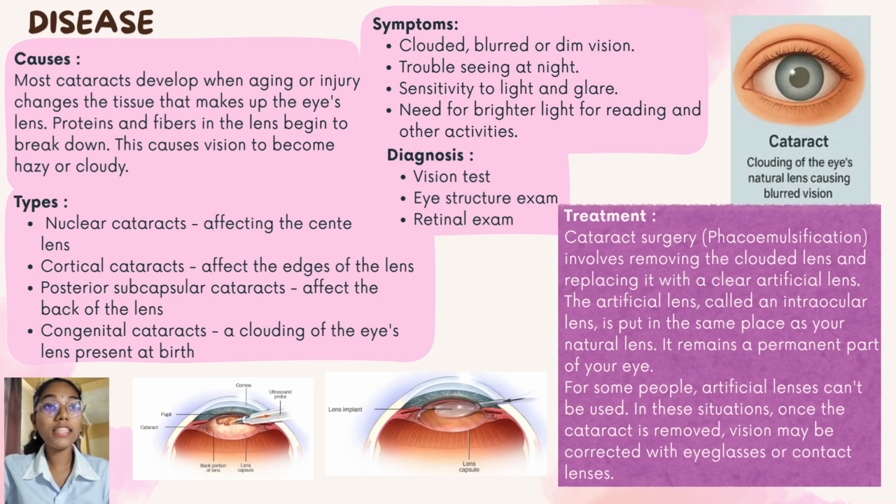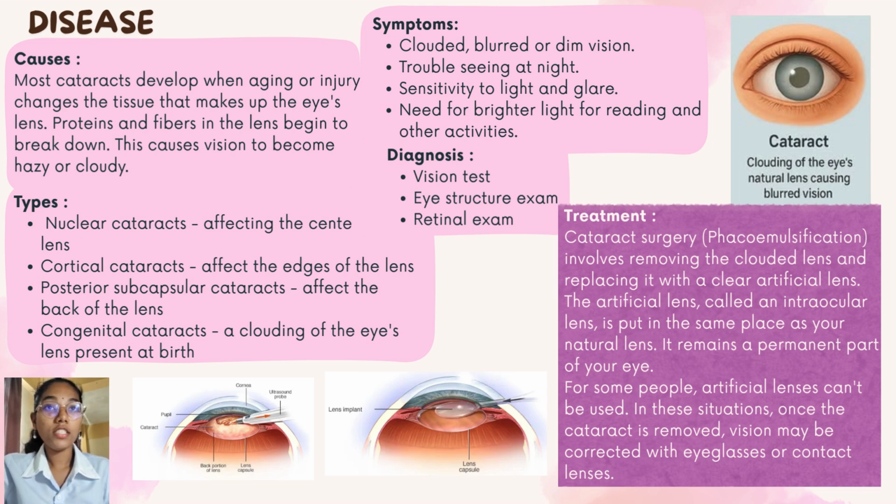For some people, artificial lenses can't be used. In these situations, once the cataract is removed, vision may be corrected with eyeglasses or contact lenses. Okay, now I am going to explain the steps of this cataract surgery.